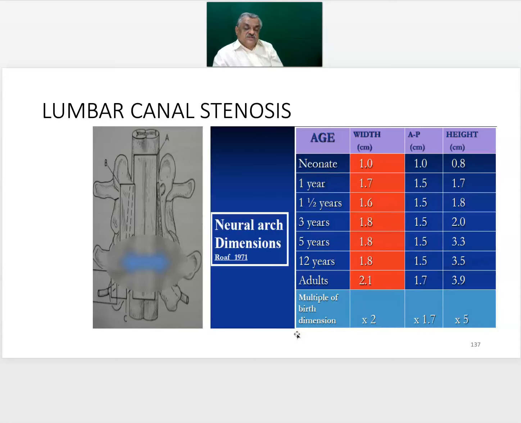In case of lumbar canal stenosis, this is an important study about the width of the canal and what all things happen as the age progresses. The width becomes almost twice than at birth. The AP diameter becomes almost 1.7 times and the height becomes about 5 times more. The height is 0.8 centimeters for the vertebral body here, and here it becomes 4 centimeters. So we need to understand this very well as the change as the age progresses.